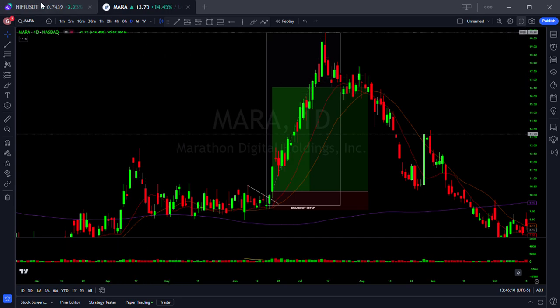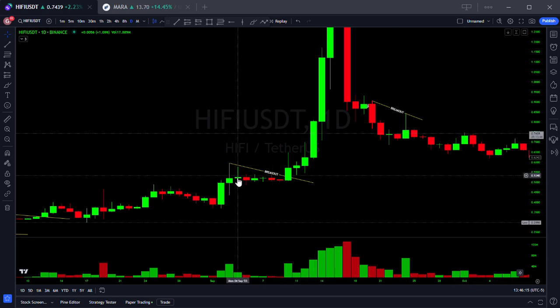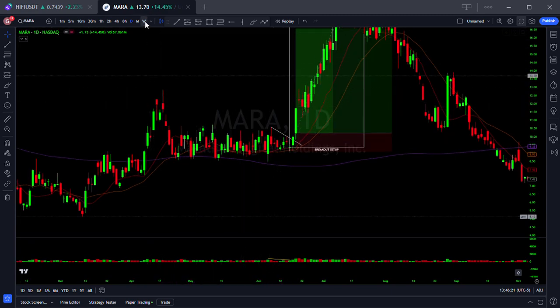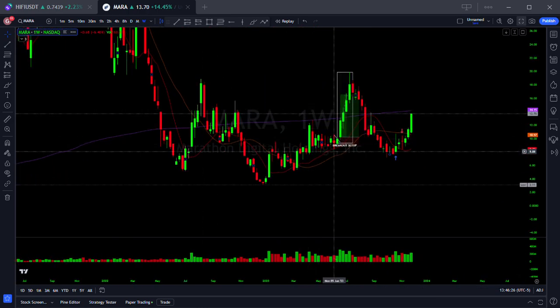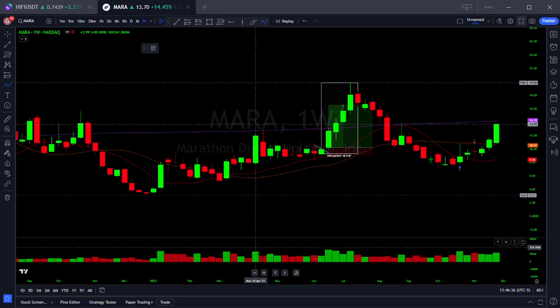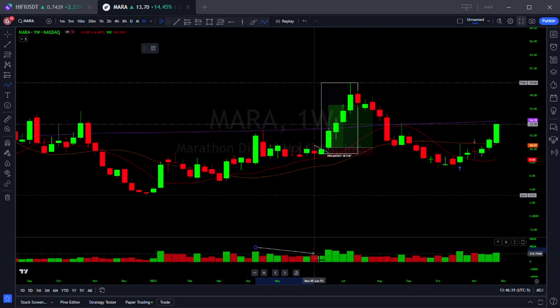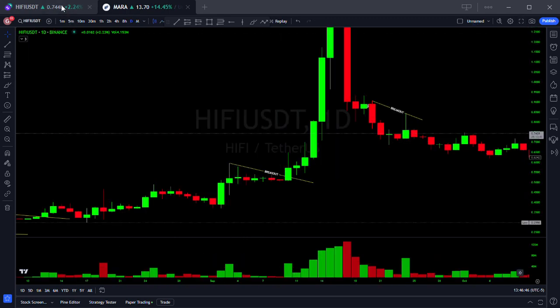But yeah, let's go on HIFI. So if you guys notice this consolidation right here, this price is tightening up. Actually, let me show you on the weekly time frame. This price tightened up. Right here we can say that this is like a little breakout. We can see that the price tightened up, the volume died out a little bit, and then it just ended up taking off.